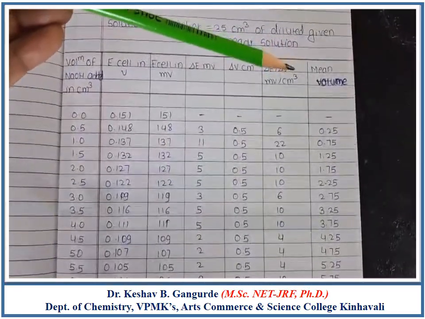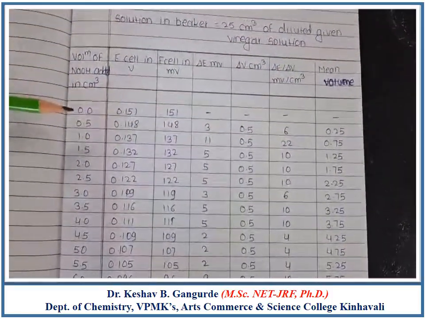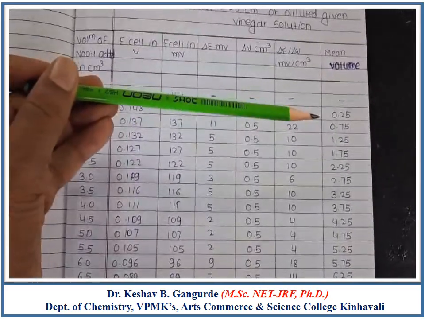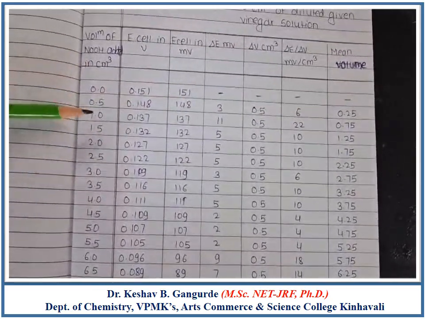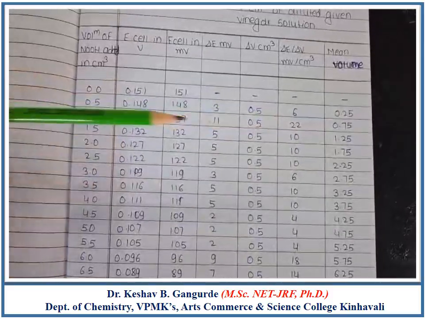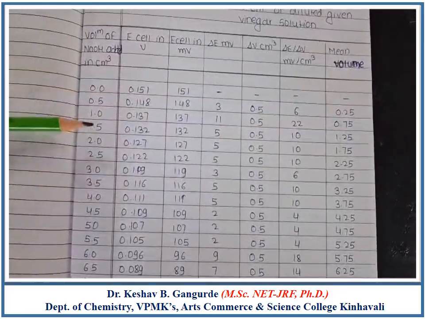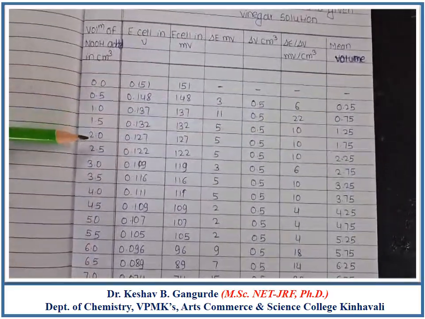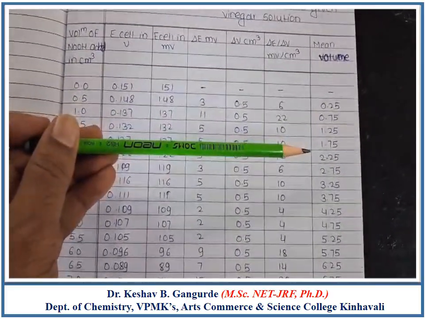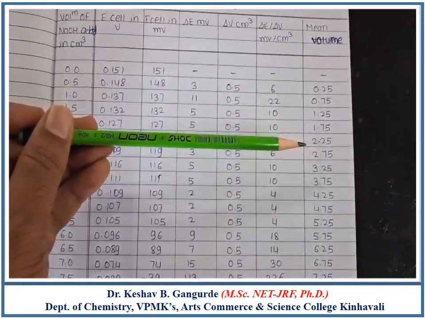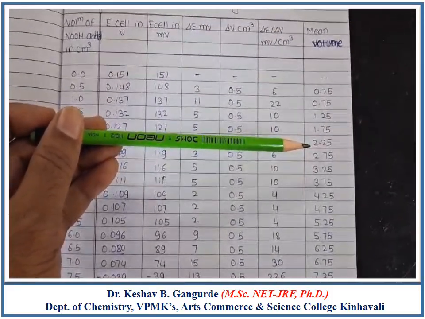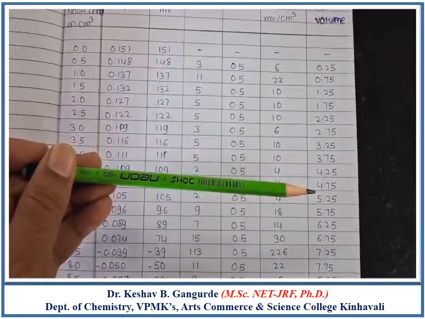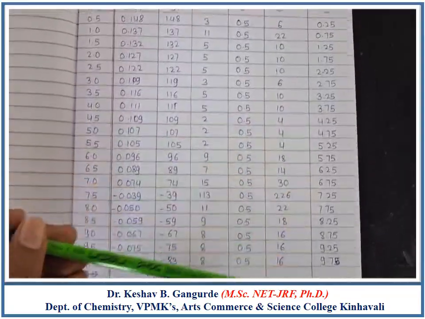Let's find out mean volume. That is the average of two successive volumes. 0 plus 0.5 divided by 2 equal to 0.25. 0.5 plus 1 divided by 2 equal to 0.75. 1 plus 1.5 divided by 2 equal to 1.25. 1.5 plus 2 divided by 2 equal to 1.75. In the similar manner, the successive mean volumes are 2.25, 2.75, 3.25, 3.75, 4.25, 4.75 and so on.